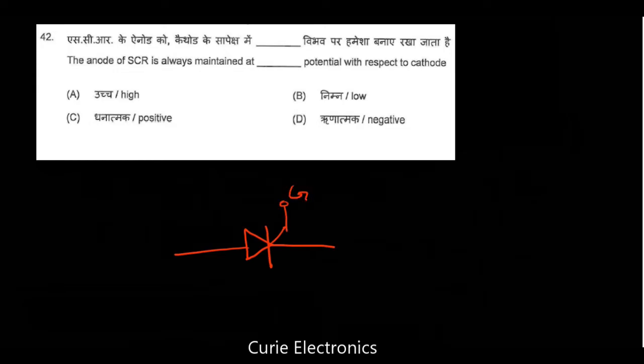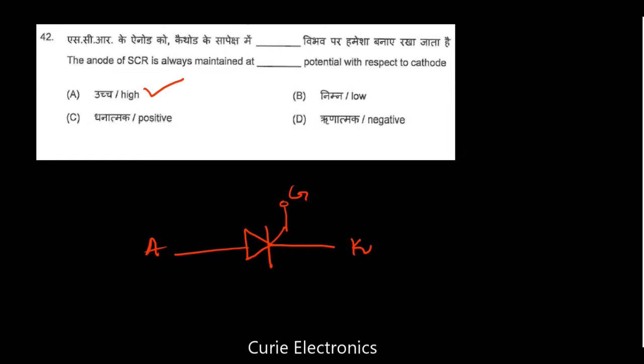So this is the gate, anode, cathode. To make this SCR conduct, the anode has to be always at high potential compared to cathode. So the answer is option A. Option A is the right answer. Not high, it should be positive.